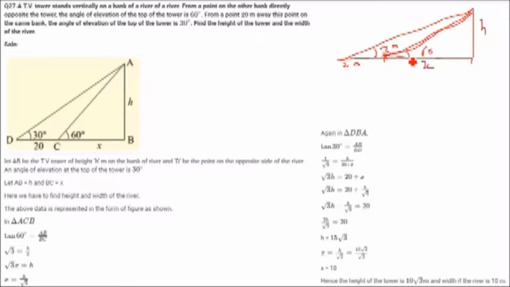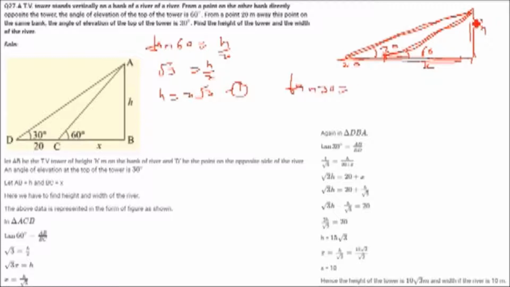So first we'll use this smaller triangle. So tan 60 will be equal to h by x. Tan 60 is what? Root 3. h equal to x root 3. This is our first equation. Now coming to the second part, that is the bigger triangle.